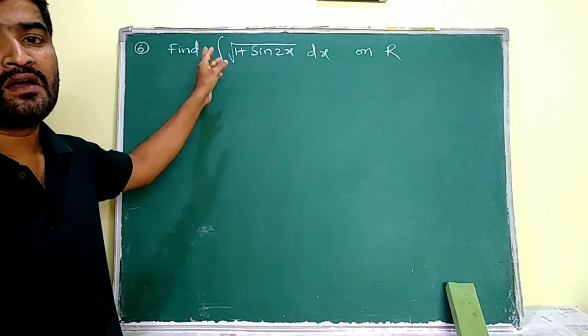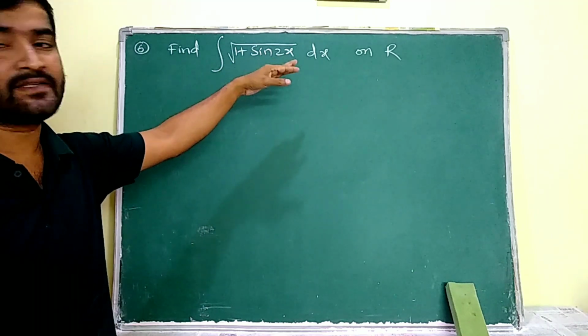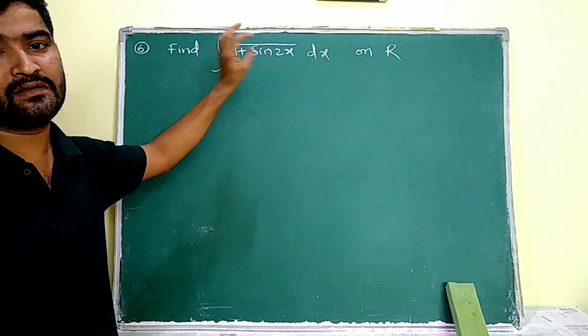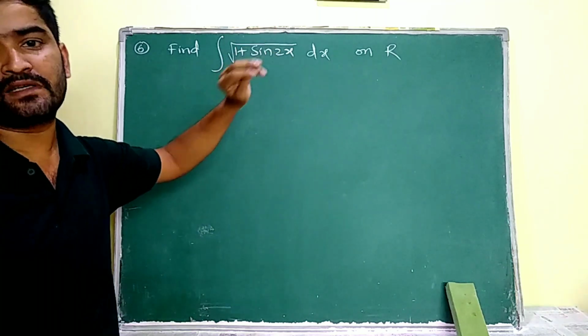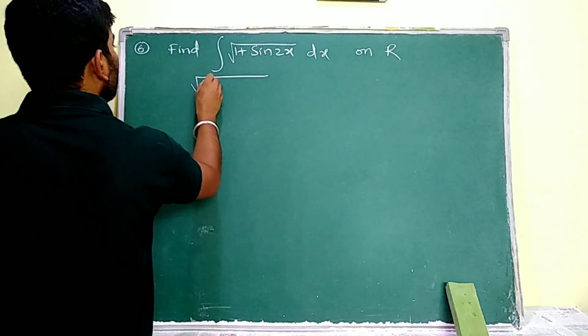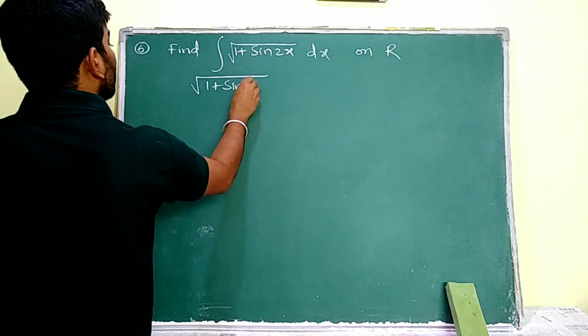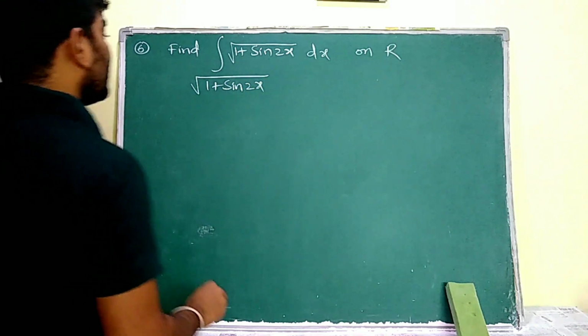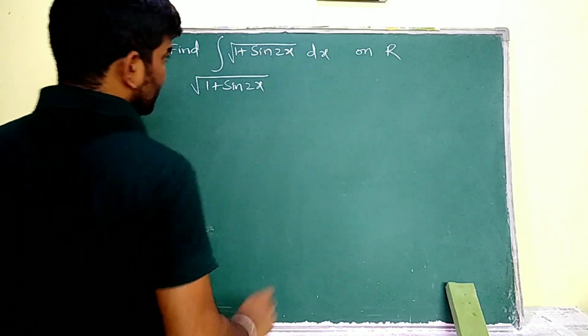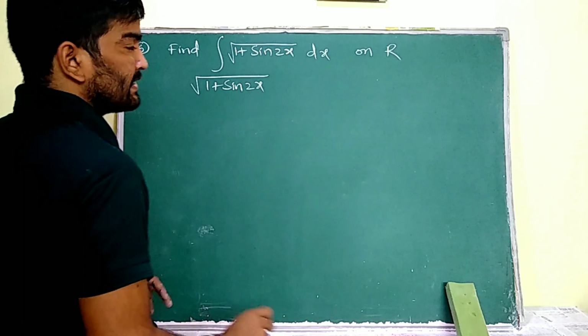Find integral root over 1 plus sin 2x dx on real numbers. Here this is a trigonometric function. That too it is a root function. Firstly we have to write the value of this integral 1 plus sin 2x. For that I am going to calculate root over 1 plus sin 2x first. Then after I am going to calculate its integral.